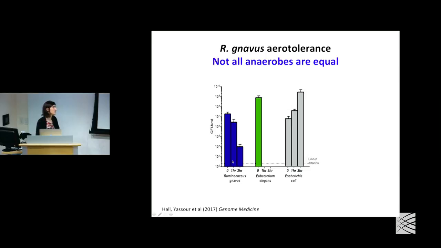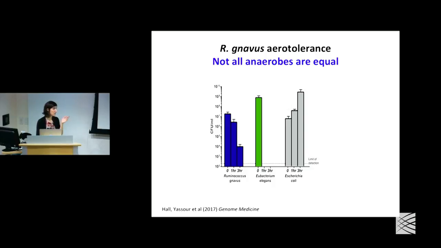And Ruminococcus gnavus was somewhere in between. Here we saw that after even 1 hour of oxygen exposure, we lost very few microbes. So they weren't growing, but they also weren't dying. And even after 3 hours of exposure, we still had half of the population that was viable. So we think that Ruminococcus gnavus is certainly an anaerobe, it's not facultative, but it can survive the oxygen presence much better than other strict anaerobes.